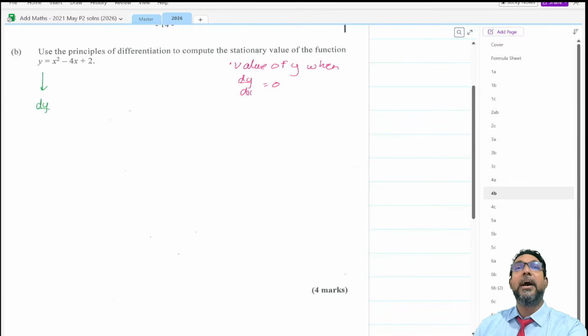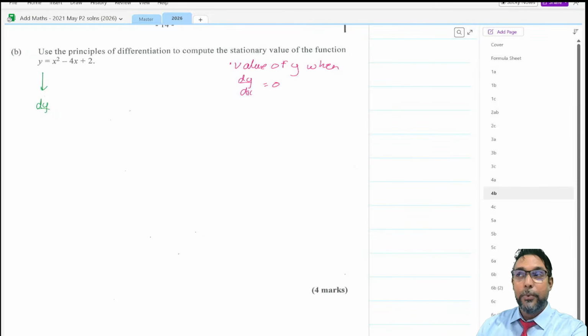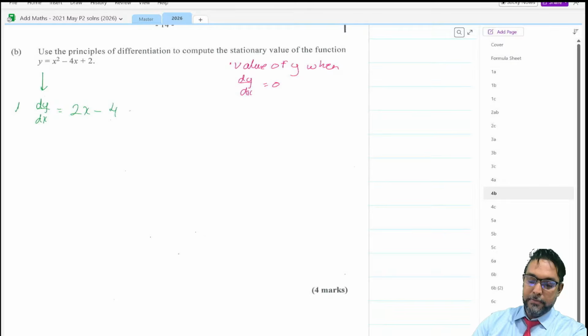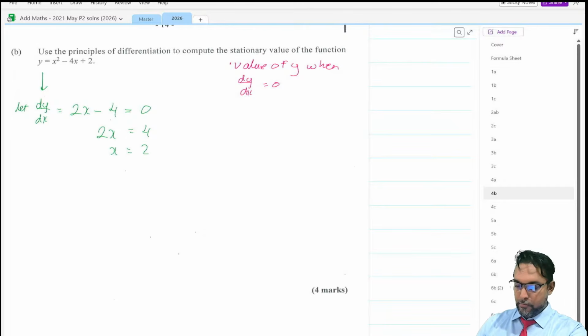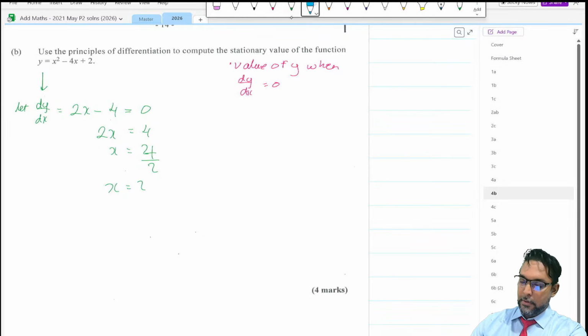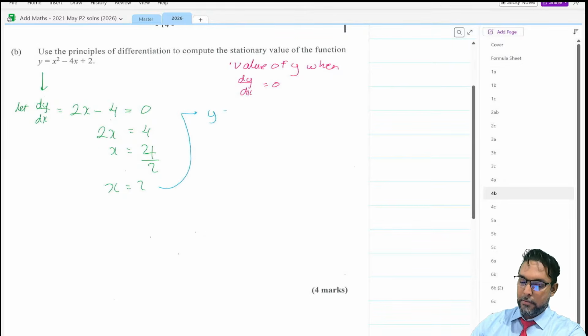It's just differentiate. They ask it in a stupid way. Just find the stationary value. No, the stationary value is the value of the function at the stationary point. So first things first, we're gonna find dy dx. So that's 2x minus 4 equals 0. Right? Now, 2 squared minus 4 by 2 plus 2.